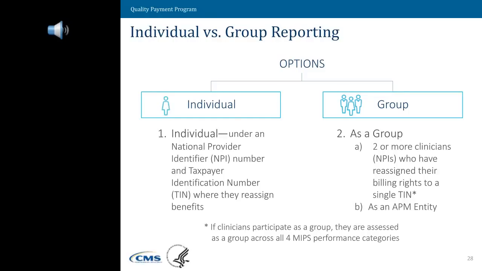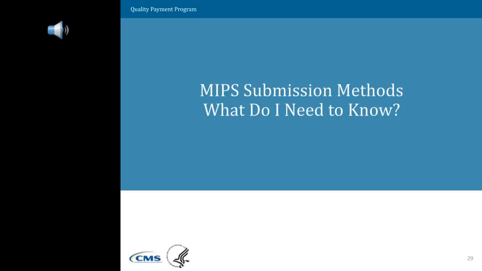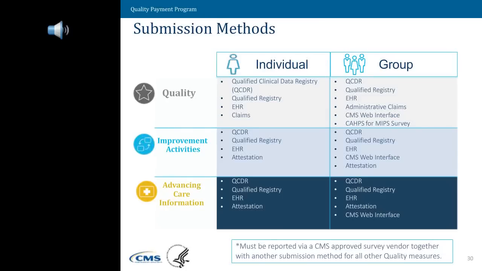So let's move on to slide 29 for the submission methods and what you need to know. Submission methods means how can you actually participate, how can you get your data into us. On slide 30, there's a chart here that lists out the options that are available. You'll note across the 3 categories, there are 3 that are consistent across both individual and group reporting. That includes qualified clinical data registries, qualified registries, and electronic health records. We also have other options available. So let's move on to slide 31.